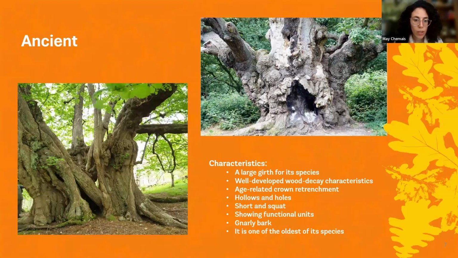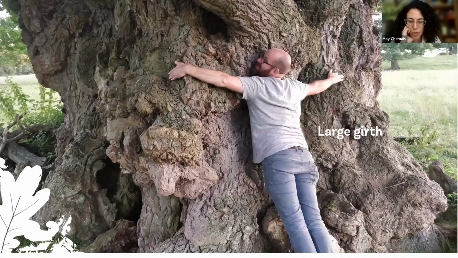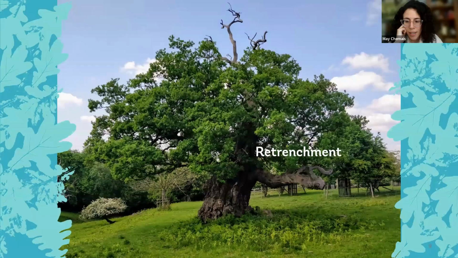So yeah, just to exemplify that more with some images, obviously this is a large girth tree. This is an oak tree. I don't know exactly where it is, but you could probably clone this person maybe 4 or 5 times, and then that's when they'd be able to hold hands around that tree. And then just an example of what retrenchment looks like.